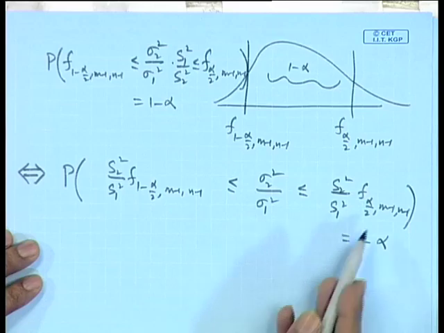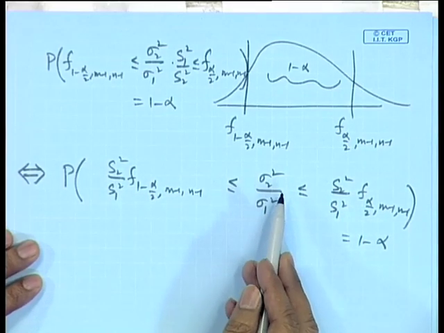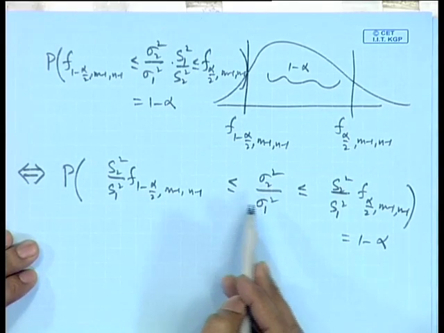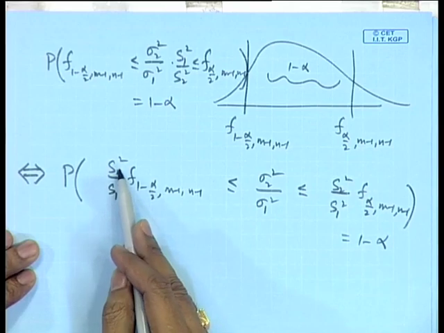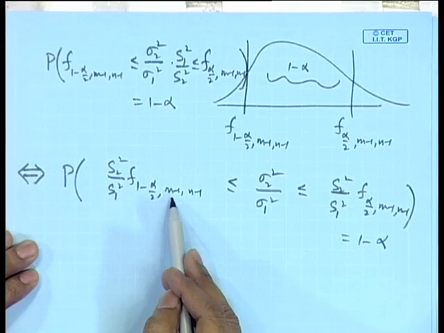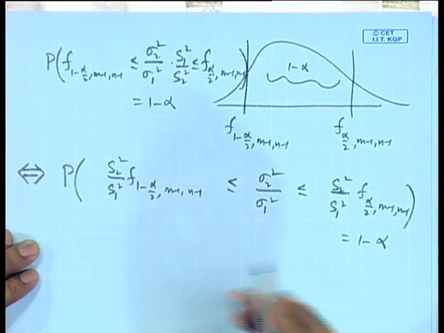So, we are getting a 100(1 minus alpha)% confidence interval for sigma 2 square by sigma 1 square. We can reverse it if we want, for sigma 1 square by sigma 2 square, then we interchange the roles here. We put s 1 square by s 2 square and the degrees of freedom will get reversed, it will become n minus 1, m minus 1.